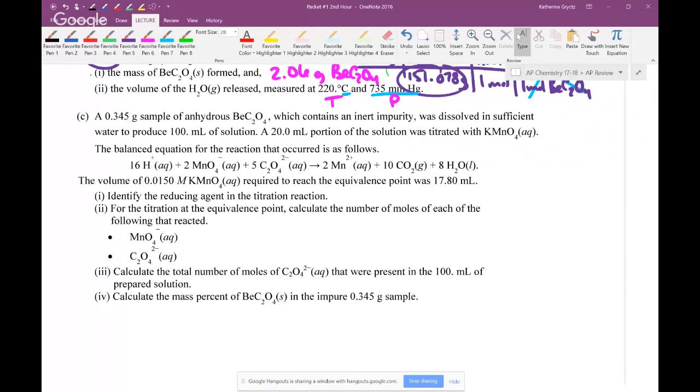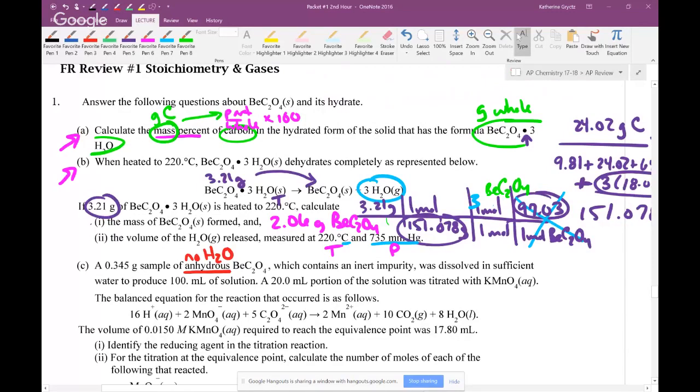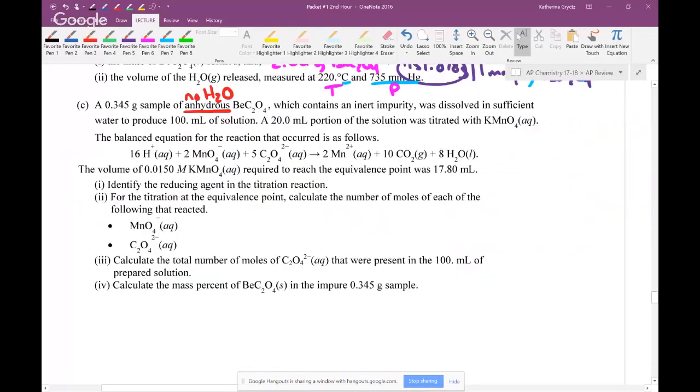Okay. So C, I do want to make sure you understand C because it kind of turns a corner. You guys know what anhydrous means? No water. So it's turning a corner a little bit. It's saying, hey, we don't have the 3H2Os attached anymore. It's just this compound. But it gives you a sample of anhydrous BeC2O4 that contains an inert impurity. It's saying this 0.345 grams is BeC2O4 plus some stuff. So you can't use that 0.345 as just the grams of BeC2O4.